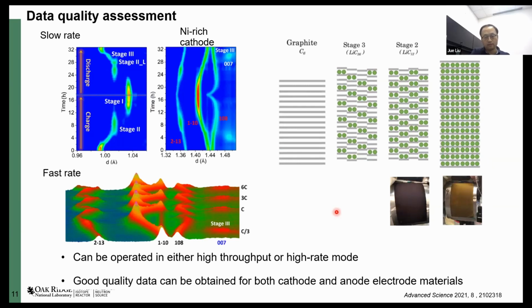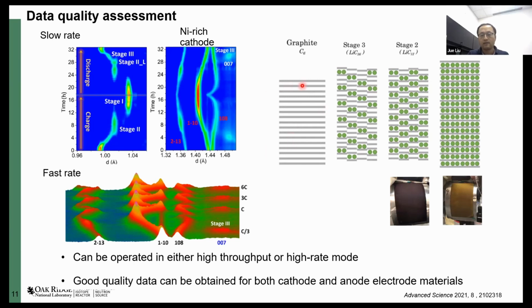We can achieve reasonably reproducible electrochemistry, but we have to make sure that the collected neutron diffraction data allows quantitative or qualitative structure analysis. We can operate the cell in both slow rate and fast rate. This is a full cell, which means it has a cathode and also a non-lithium metal anode, which is graphite. Graphite is a really perfect test case to test the quality of this in situ neutron cell, because it has multiple phase transitions, as you can see here.